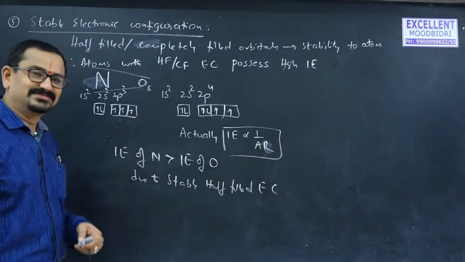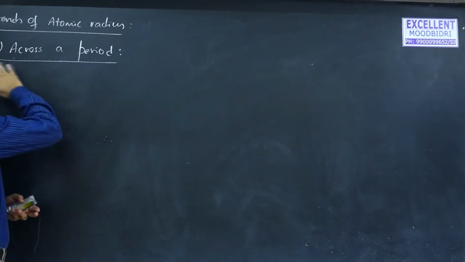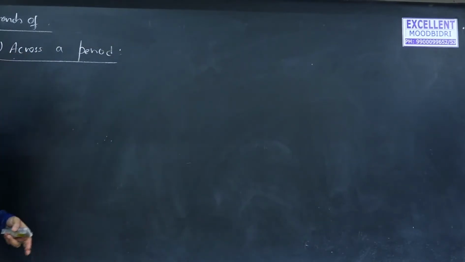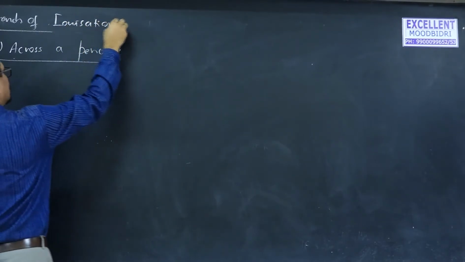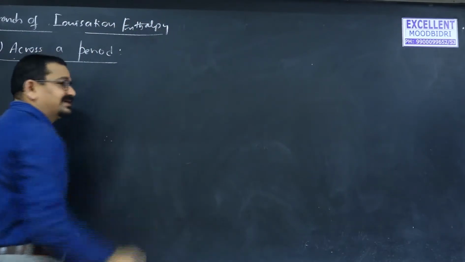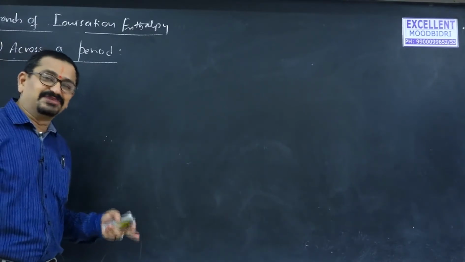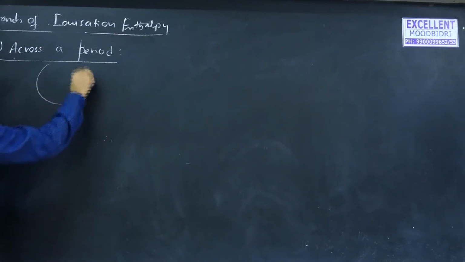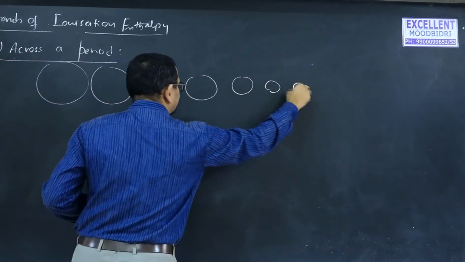Okay. Let us see the trends of ionization potential or ionization enthalpy across a period. Of course, this trend of ionization enthalpy depends on atomic radius. So if you study atomic radius, we can study the ionization enthalpy trend. Let us see across a period, how the size varies. In any given period, which element is of large size?